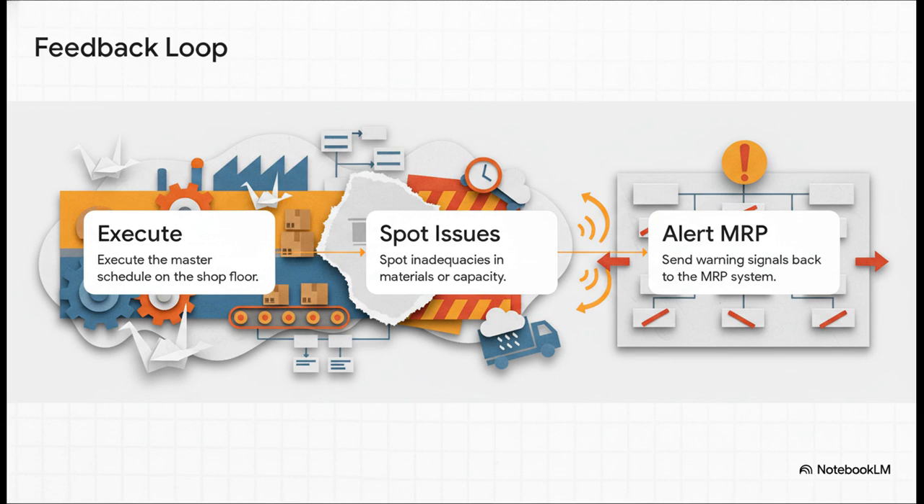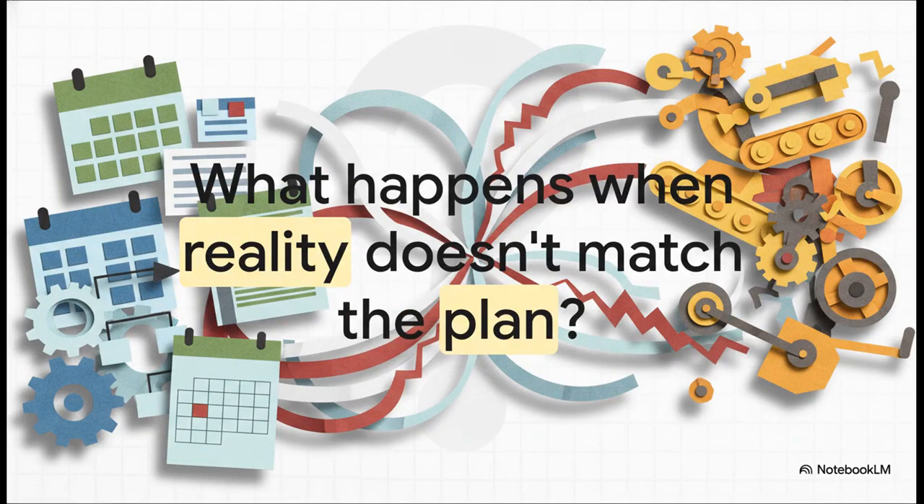And when that happens, step 3 immediately kicks in. Shop floor scheduling and controls start sending continuous warning signals backward in a loop. They feed right back into the MRP system to alert planners, hey, the overarching goals of the MPS might actually be in jeopardy. Which leaves us with a really critical question to ponder. What happens to the entire manufacturing system when the shop floor reality just doesn't match the master plan?